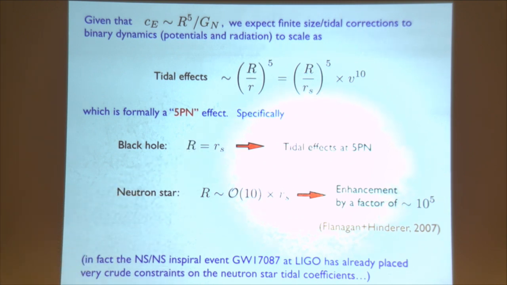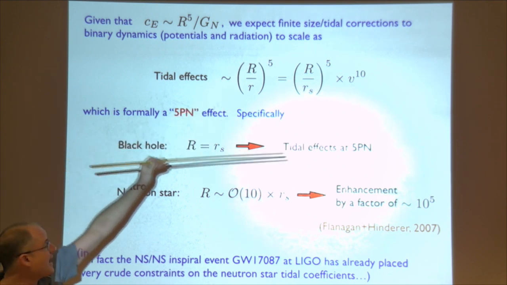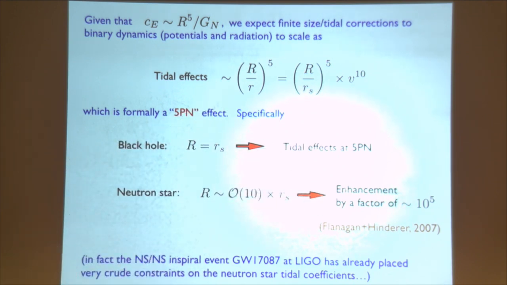But it's actually a bit enhanced for neutron stars, which are not as compact as black holes. So maybe it's a factor of 10 larger than the Schwarzschild radius, the size of the black hole. And so there's actually an enhancement here by a sufficiently large factor, as first pointed out about 13 years ago by these people at Cornell. Because it actually is enhanced, there are already crude bounds on what these coefficients look like for neutron stars. It's not a great bound because you would need, I don't know, thousands of orbits to be sensitive to this term in the waveforms and so on. But it's a start.